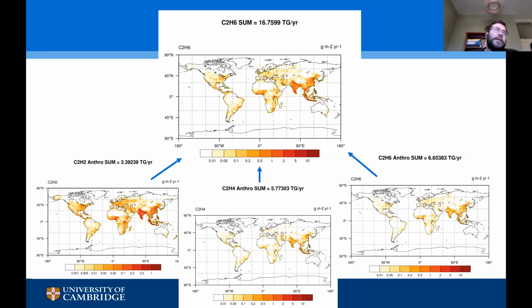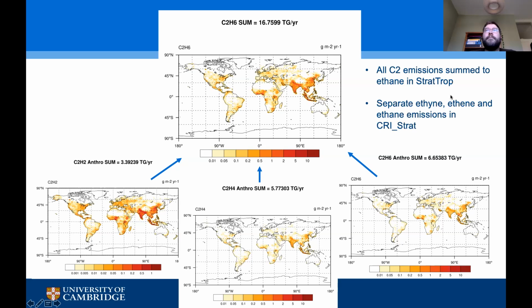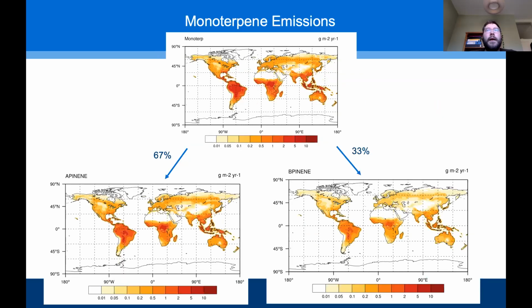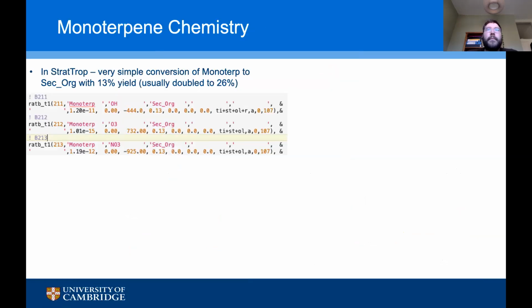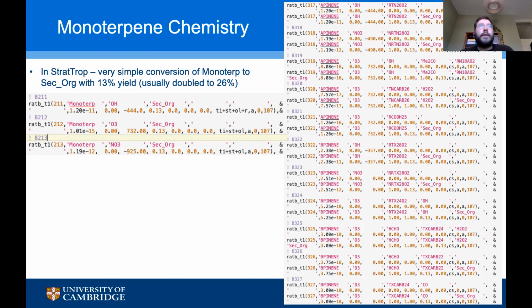This is just showing the same thing again. You have these different emission plots for ethane, ethene, and ethine, and then these all get lumped together in Strat-Trop. And as I was saying about monoterpene emissions, they get split 66% to alpha-pinene and 33% to beta-pinene in CRI-Strat. And as I was saying, there is this big difference in how the monoterpene chemistry is treated in both of these schemes.